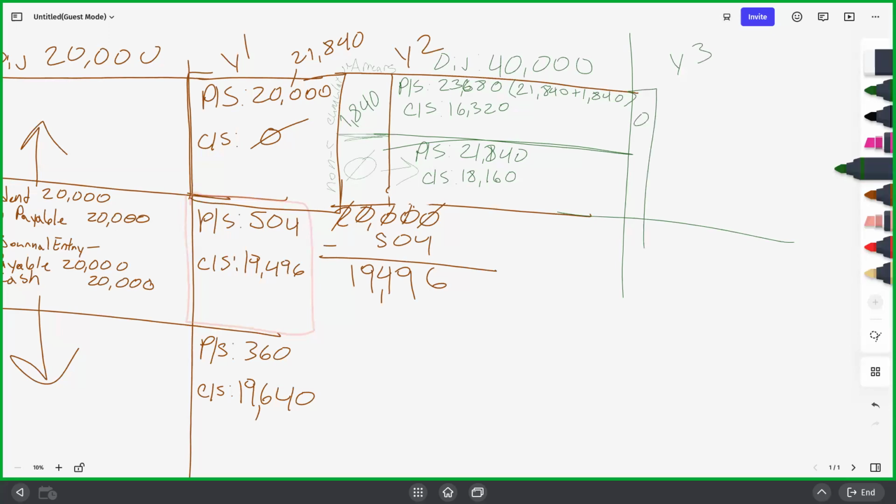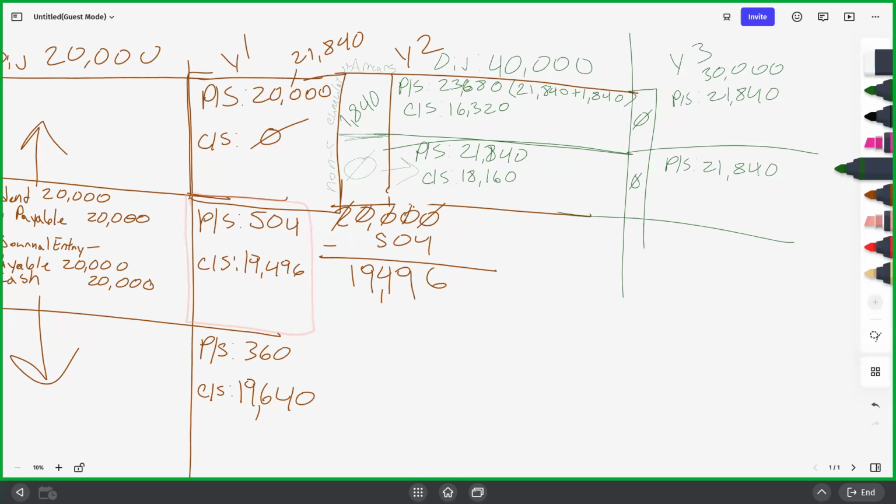And now if we go over to year 3, both of these have nothing in arrears. And basically preferred stock, once again depending on the dividends, we'll say 30,000. We're not going to go through all of it, but we're just going to say that preferred stock is now back at 21,840. Any questions?